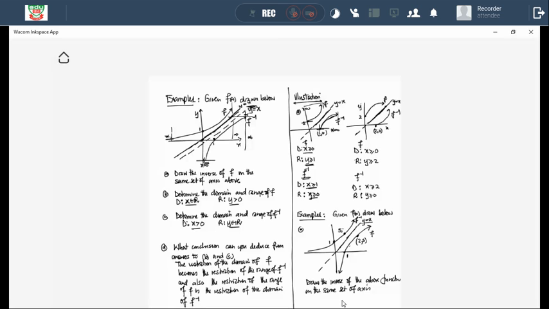If I reflect this, it means this coordinate will be somewhere there, and that coordinate will be (5, 2). That's interchanging their positions. That is how you draw the inverse of a graph.